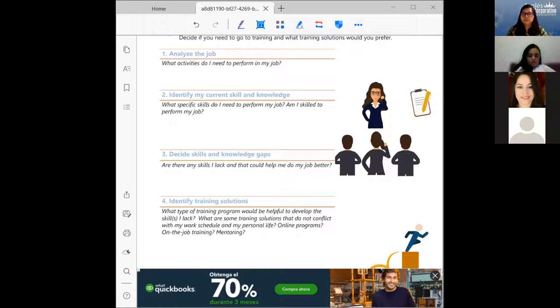Number two, what specific skills do I need to perform my job? I think I am skilled to perform my job because it's very important. Additional training.